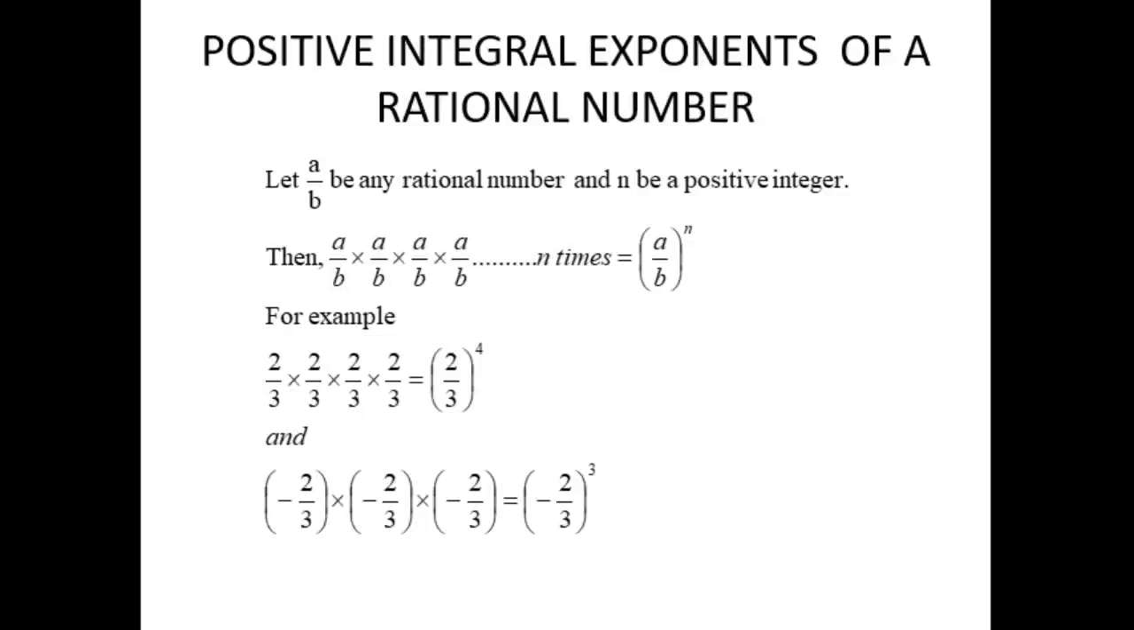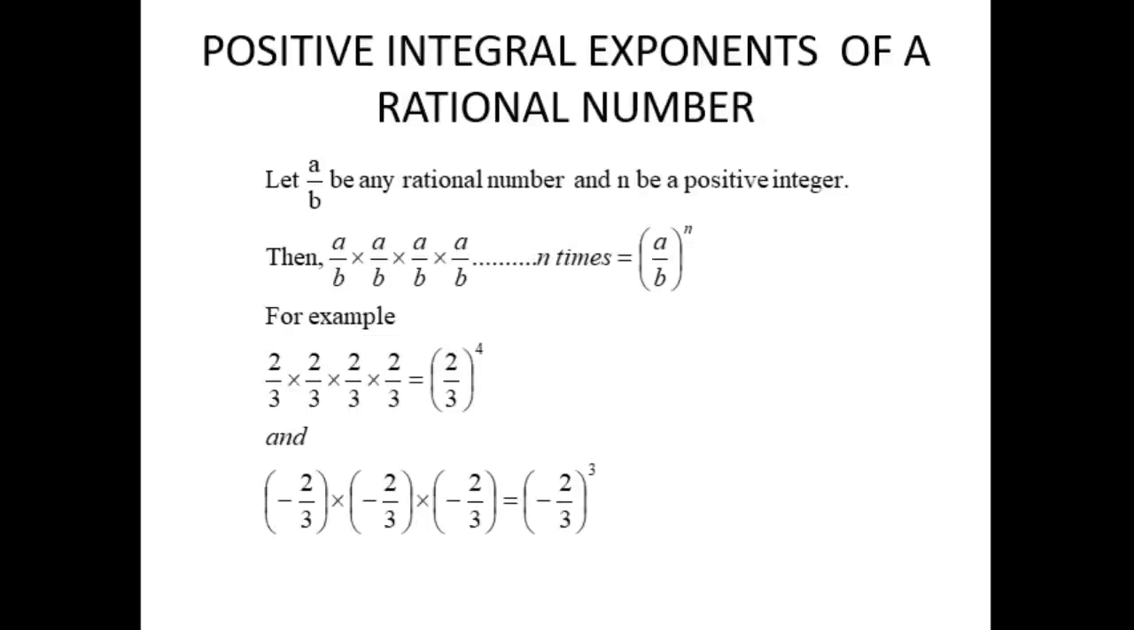Let a upon b be any rational number and n be a positive integer. Then a upon b into a upon b into a upon b, n times, is equal to a upon b raised to the power n. We can see the example here. 2 upon 3 into 2 upon 3 into 2 upon 3 into 2 upon 3 is equal to 2 upon 3 raised to the power 4, when the power is a positive integer.